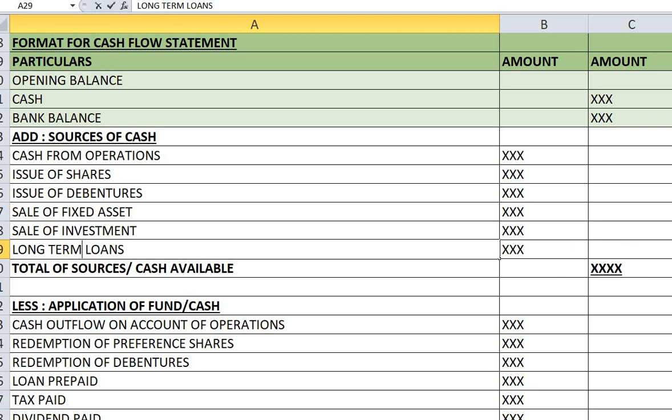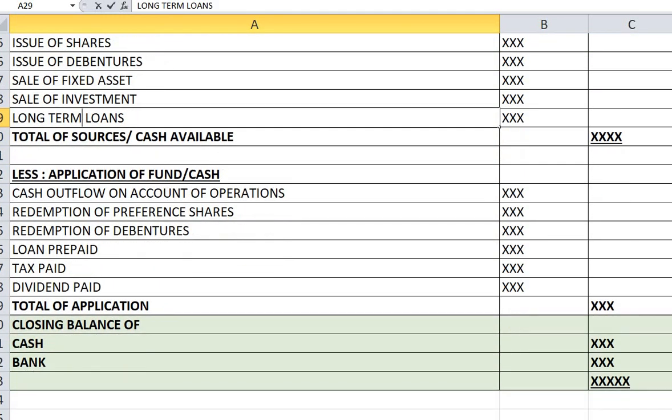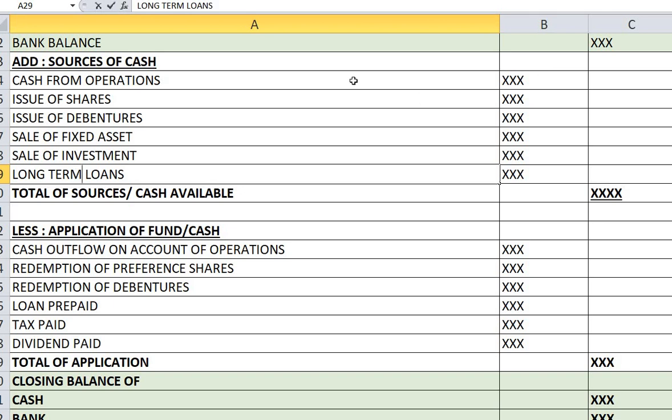To that total amount, you have to subtract certain applications of fund. What do you mean by application of fund? The uses of the money which you had earned. In what ways are you going to use that money? First, if you get a negative balance while preparing cash from operation, that negative balance is cash outflow on account of operation, which we had already discussed. So if you get a negative value, it will come under application, but if you get a positive value, it will come under sources of cash.